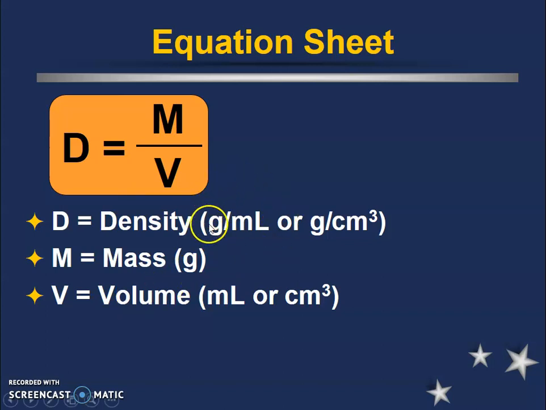I also recommend in parentheses or next to these letters and descriptions, what is the typical unit you're looking for? How do you measure this? So density, your units are going to be grams per milliliter or grams per centimeter cubed. That's the kind of unit you should expect to see.